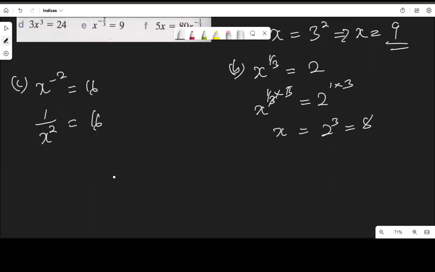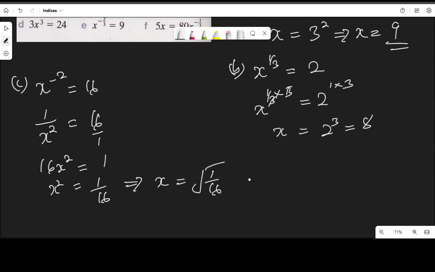And when we cross multiply this, 16s squared is equal to 1, s squared therefore is equal to 1 over 16, which implies s is the square root of 1 over 16. And the square root of 1 over 16 is 1 over 4.